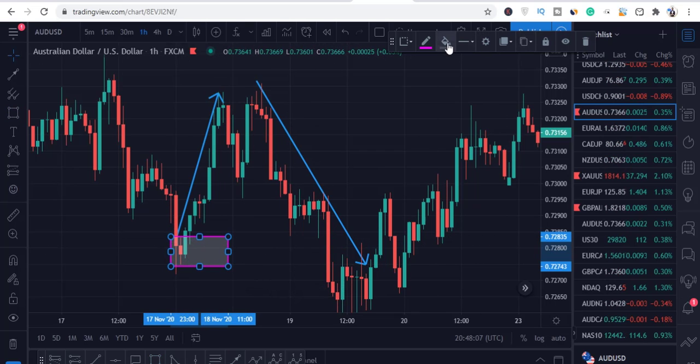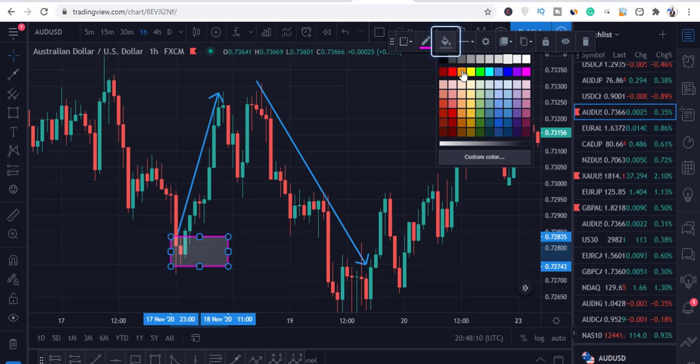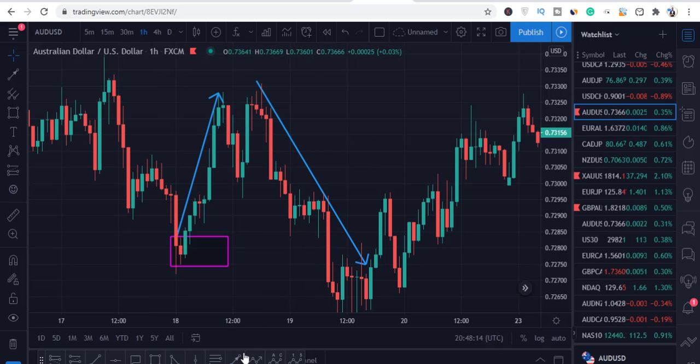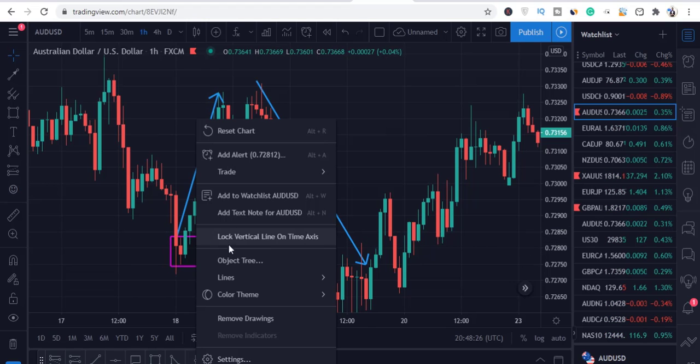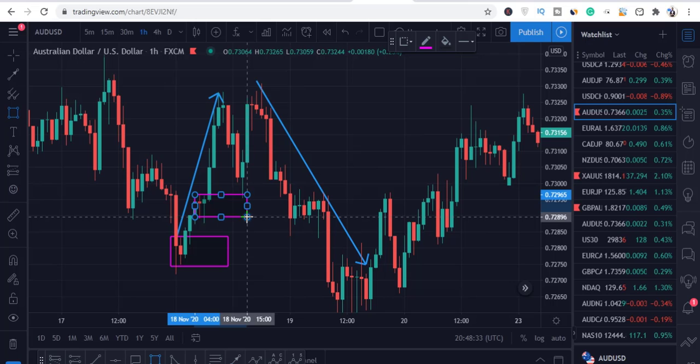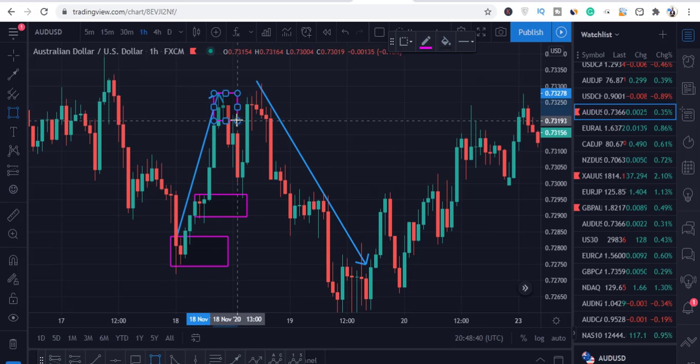All right, so let me see if I can remove the background. All right, you see this? So basically this is an order block, right? And we can see a little order block right here also. We're also seeing another little order block here. This is an order block, and this is an order block.